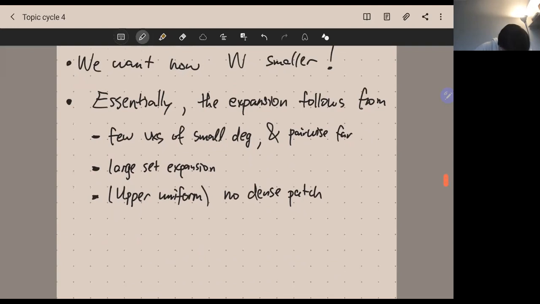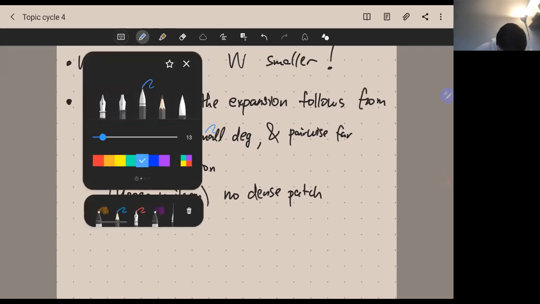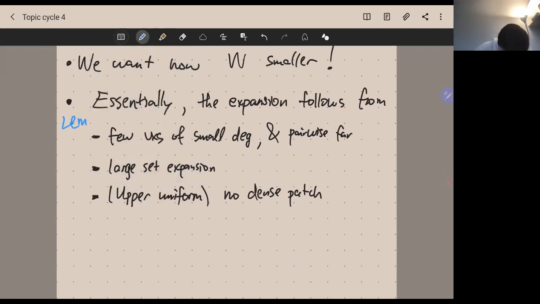In particular, I want to mention that in lemma 4.14, which I will state precisely, these three pseudo-random properties correspond to conditions 1, 2, 3, respectively. Okay, I'll make it rigorous.